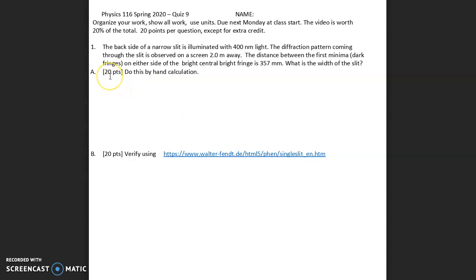So in question 1A, we're asked to find the width of the slit. Well, let's think about what we know. We know the distance between the diffraction pattern and the slit, so it's 2 meters away. And we know the wavelength of the light is 400 nanometers, and we know the first order of the dark, so it's a minima, a dark fringe between the dark and the central, which means normal, at the normal line bright fringe, it's 357 millimeters.